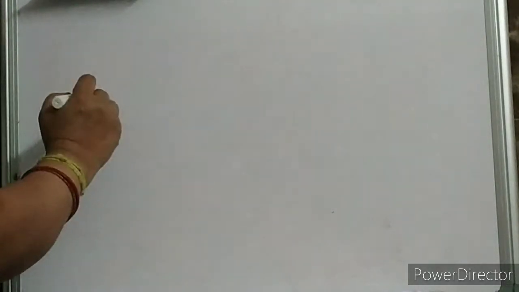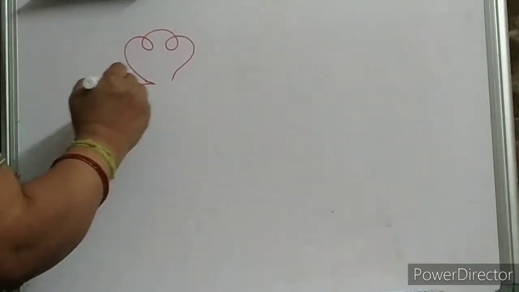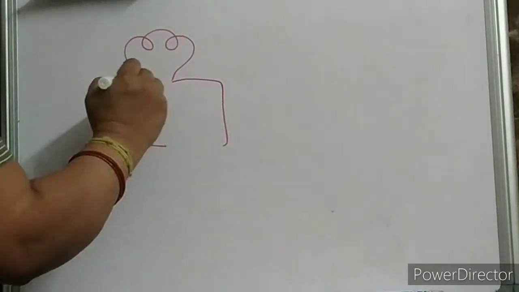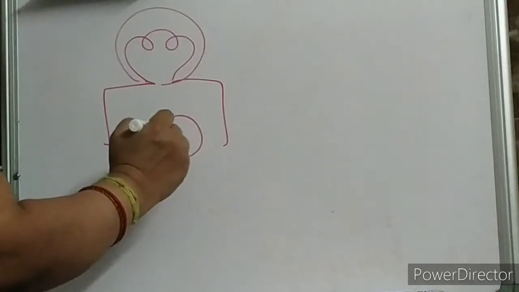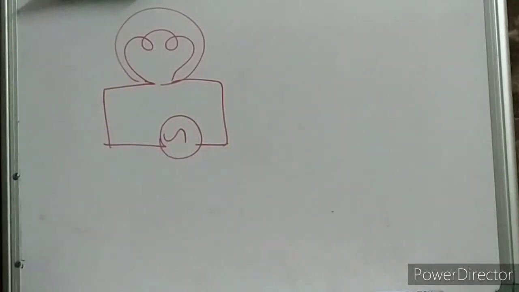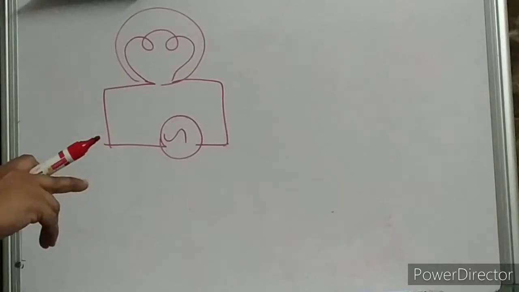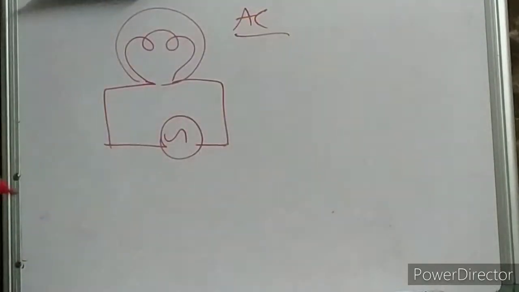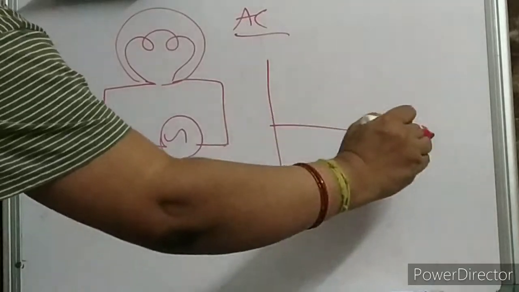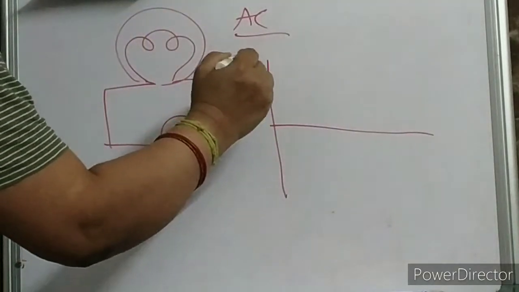Now let us try to understand what exactly AC is. We have just seen the concept of why this is happening. In the case of AC, suppose this is your bulb, and we connect it to an AC source. An AC source is given a symbol like this. So this is your AC source, children. AC is an electric current whose magnitude changes with time and whose direction reverses periodically.